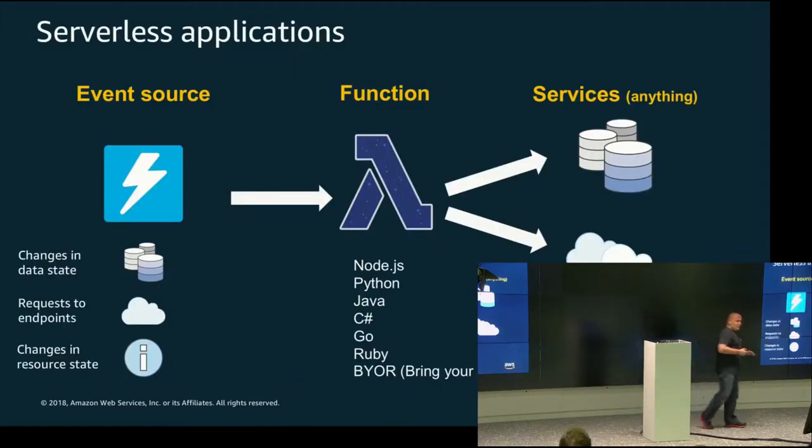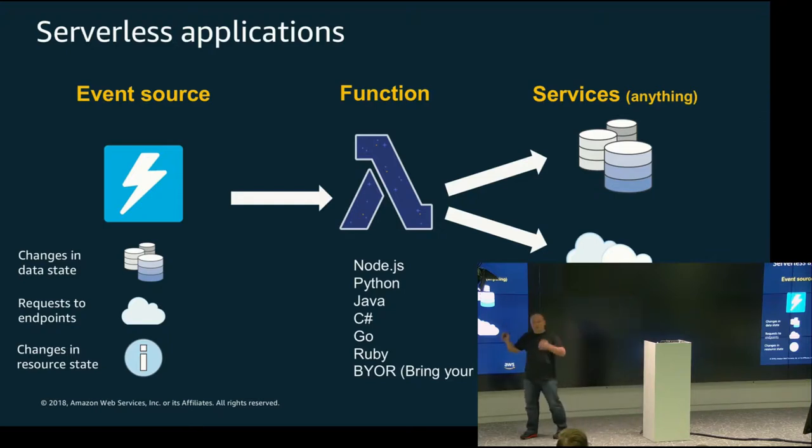So what is Lambda? It's a function as a service, basically. We heard here as well that it's triggered by some event source. This source might be a change in data state. For example, you add a new item into a database, or you put some object into S3 storage. It might be a request to an endpoint, API Gateway, we'll speak about that in a few minutes, or changes in a resource state.